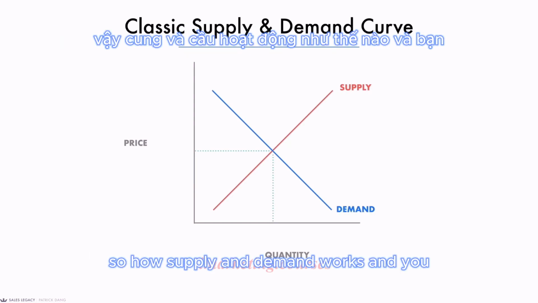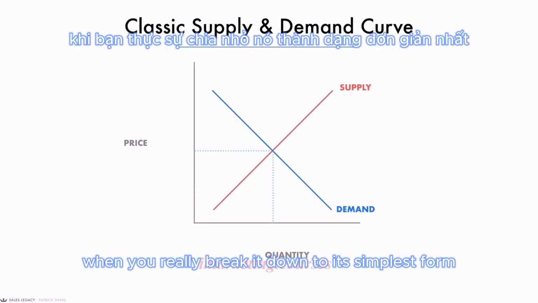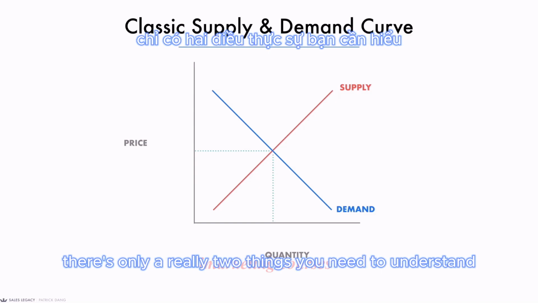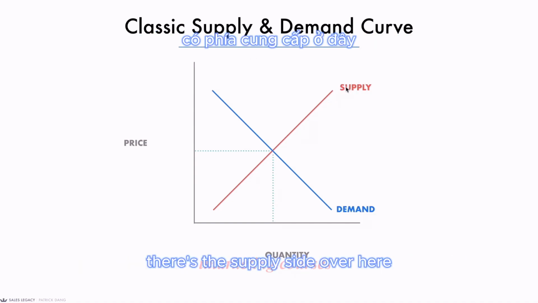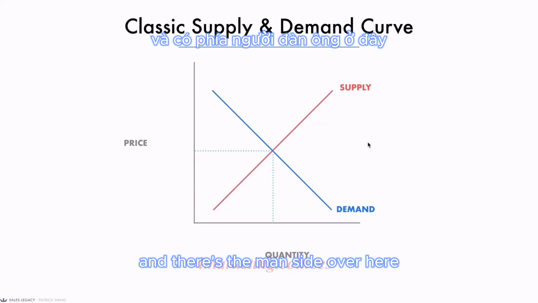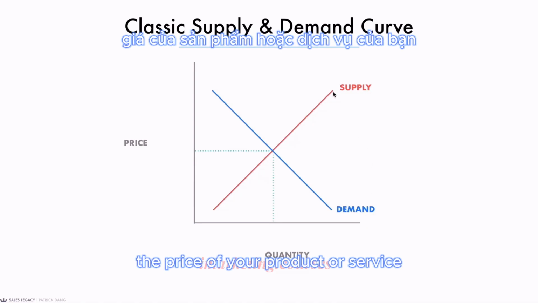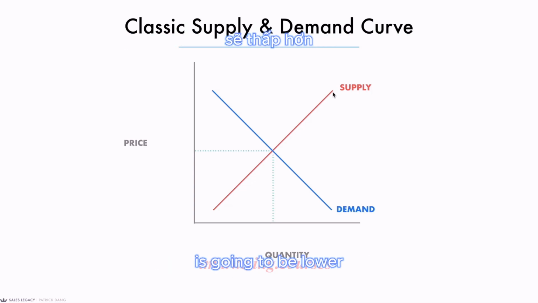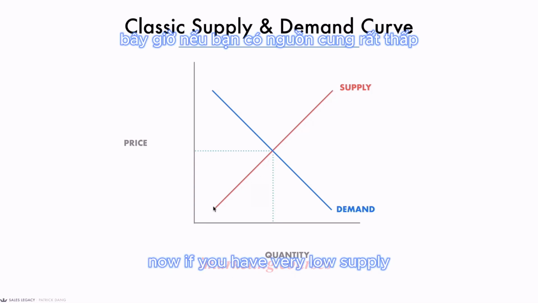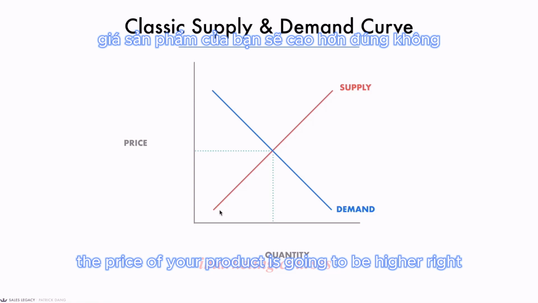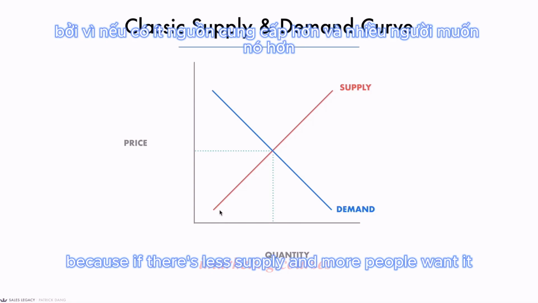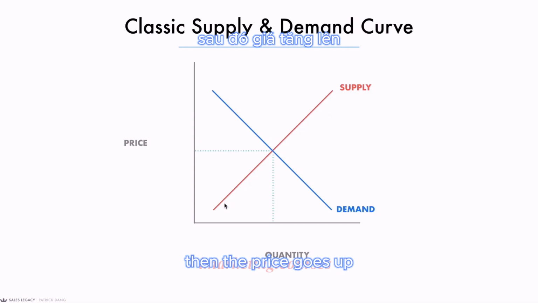So how supply and demand works, when you really break it down to its simplest form, there's only really two things you need to understand. There's the supply side over here and there's the demand side over here. So if you have a lot of supply, the price of your product or service is going to be lower. Now, if you have very low supply, the price of your product is going to be higher, right? Because if there's less supply and more people want it, then the price goes up.